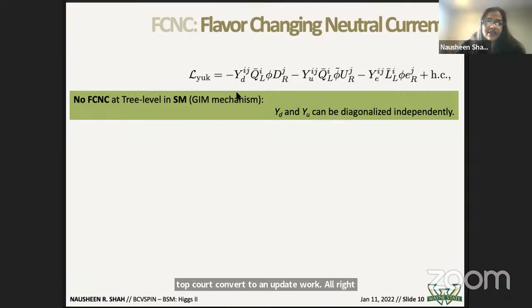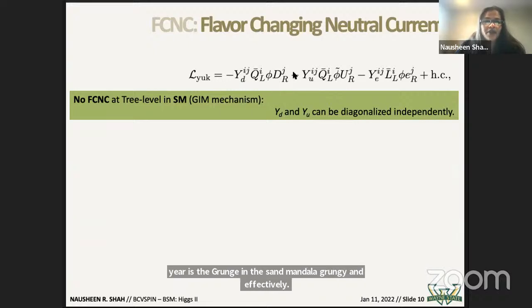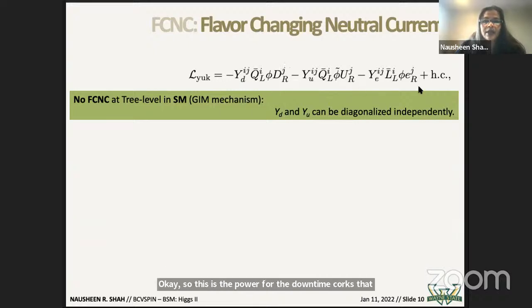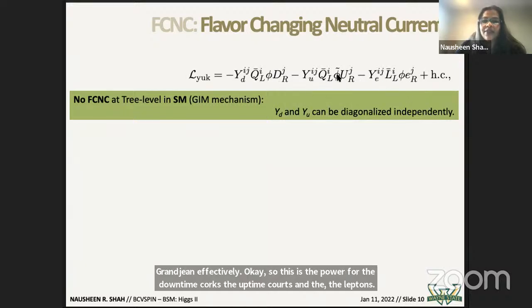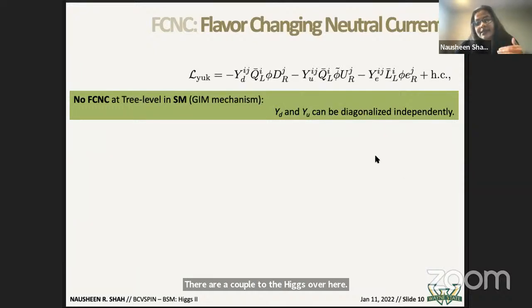So this here is the Lagrangian, the standard model Lagrangian effectively, okay? So this is the Yukawa for the down type quarks, the up type quarks, and the leptons, okay? So these have different matrices over here, and they all couple to the Higgs over here. So now the thing is that in the standard model, these matrices, the Y_D and the Y_U, can be diagonalized independently. And that's why you don't have any flavor changing neutral currents.